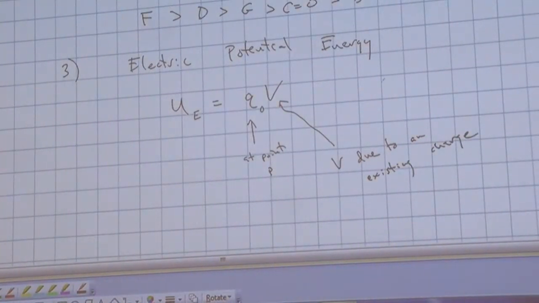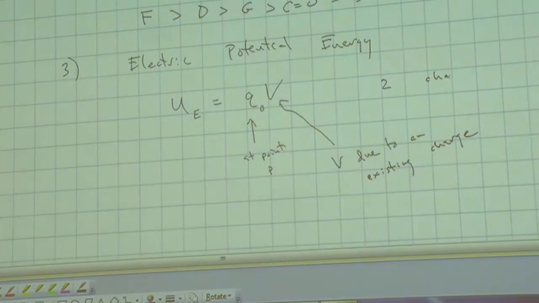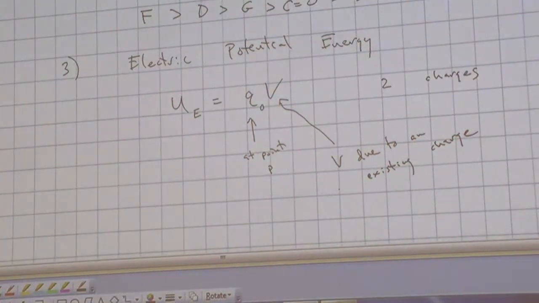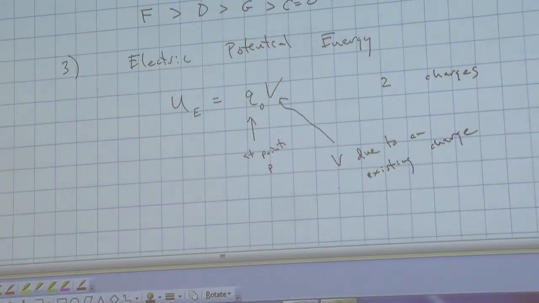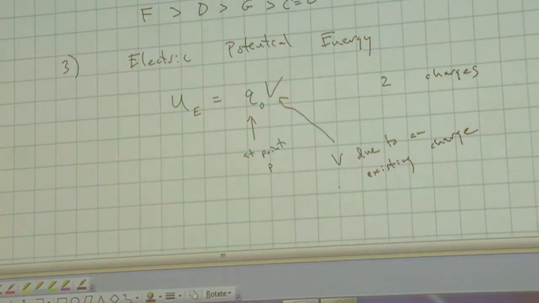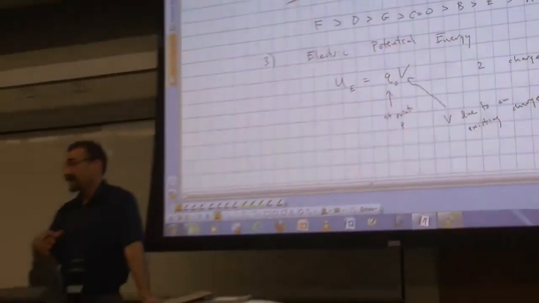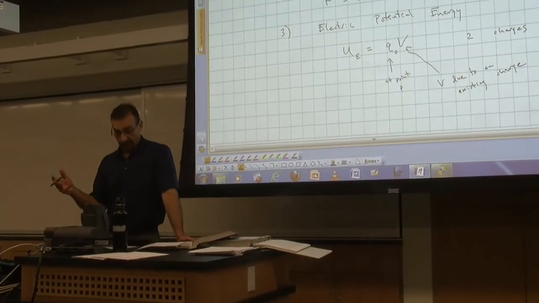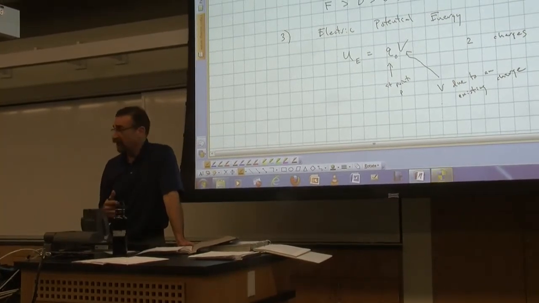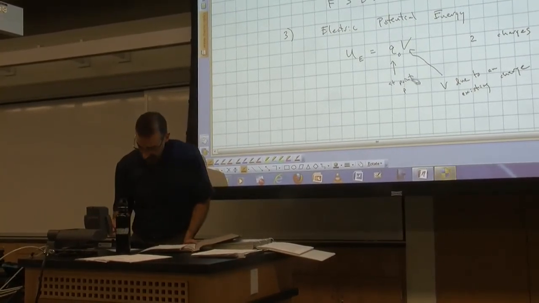This is for two charges. That's the electric potential energy for two charges. It's the potential created by the first charge multiplied by the second charge that you bring in. Okay?